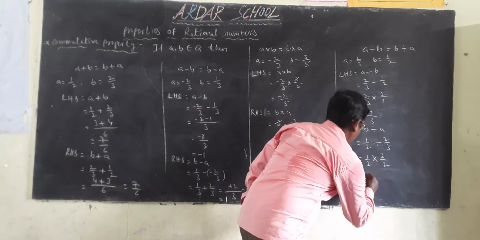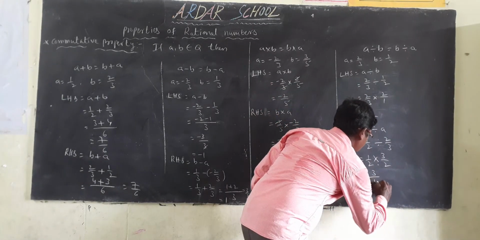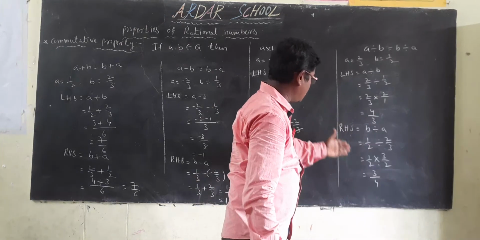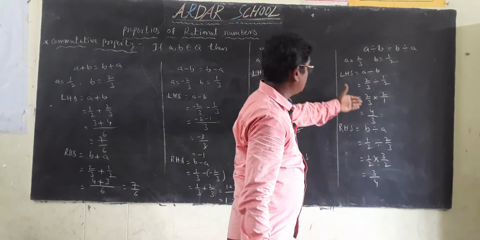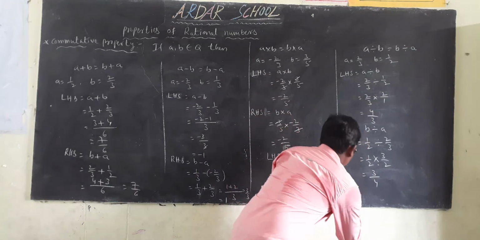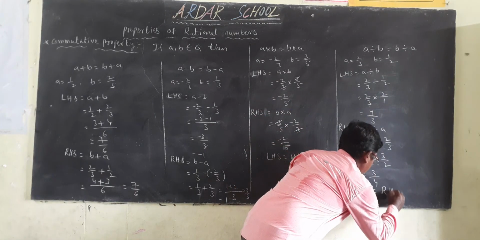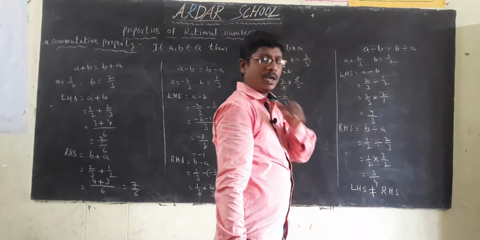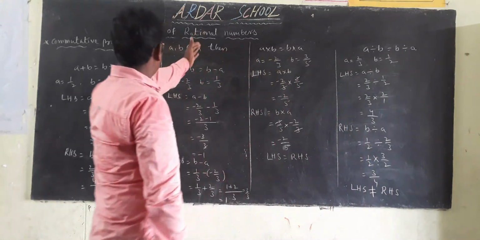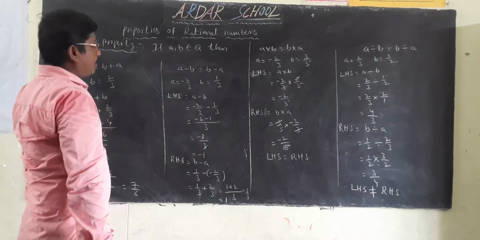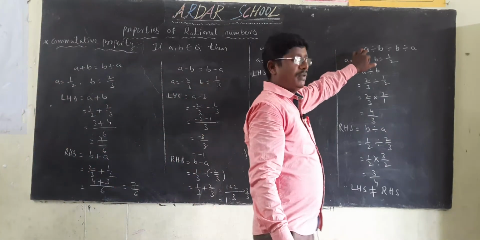So 1 3's are 3, 2 2's are 4. That is equal to RHS is 3 by 4. LHS is 4 by 3. Therefore, LHS is not equal to RHS. So, rational numbers do not satisfy the commutative property under division.